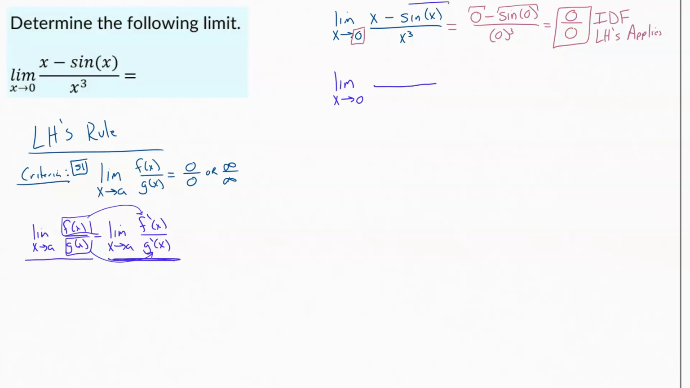So you look at the top and the bottom individually now, and you find those individual derivatives. Working my way through the top, the derivative of x by itself would be 1, minus the derivative of sine. That's a special case, you just have to have it memorized. The derivative of sine is cosine. And then on the bottom, we do the same thing.